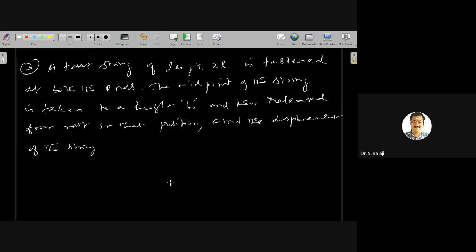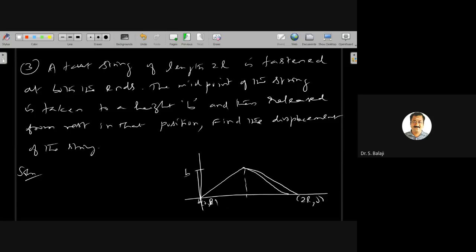Here there is no function of x equation given, but you draw the figure based on that. A taut string of length 2L is fastened at both the ends, fixed here. The midpoint of the string is taken to a height B. This is a height B. Midpoint of the string is taken to a height B, and then it is fixed like that here. For this, 0 to 2L: the points are (0, 0) and (2L, 0).